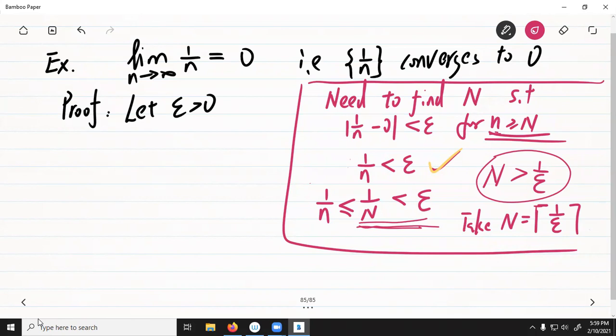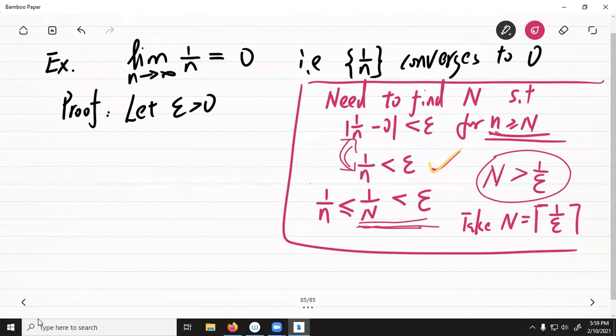So where is this number from? It's from here, right? The discussion here. We want this one to be true. We also want this one to be true. The same thing, right? These two are the same thing, because 1 over n is a positive number, so the absolute value doesn't matter.